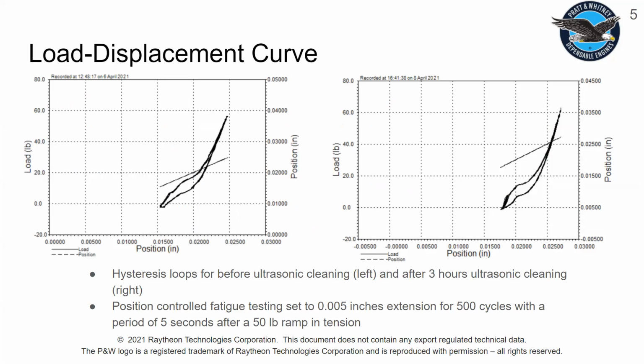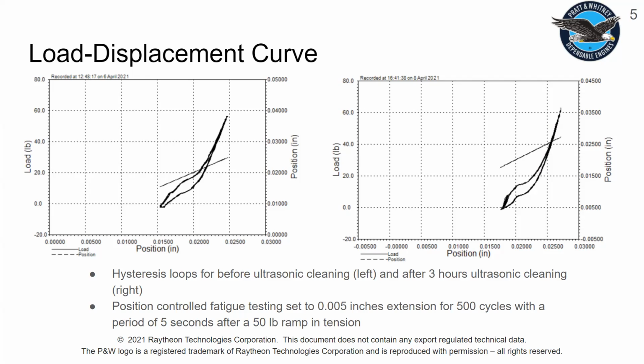So these graphs are what we were able to glean from the aforementioned fatigue tests. On the left, you can see we have a hysteresis loop before the ultrasonic cleaning. So that's our control sample. And on the right was after 3 hours of ultrasonic cleaning. So you can see they have very similar shapes.